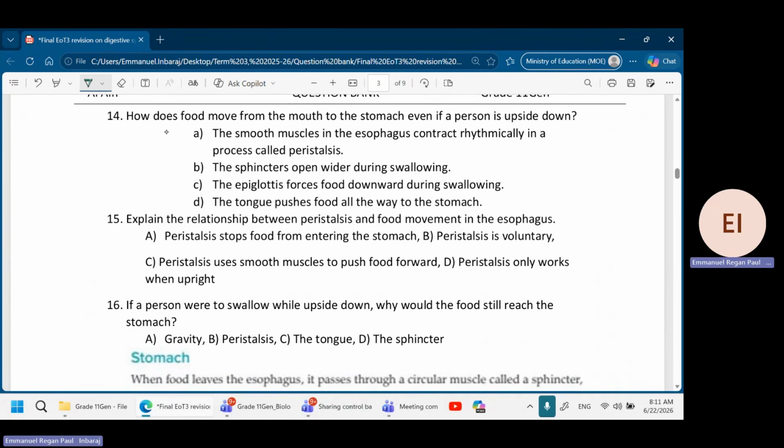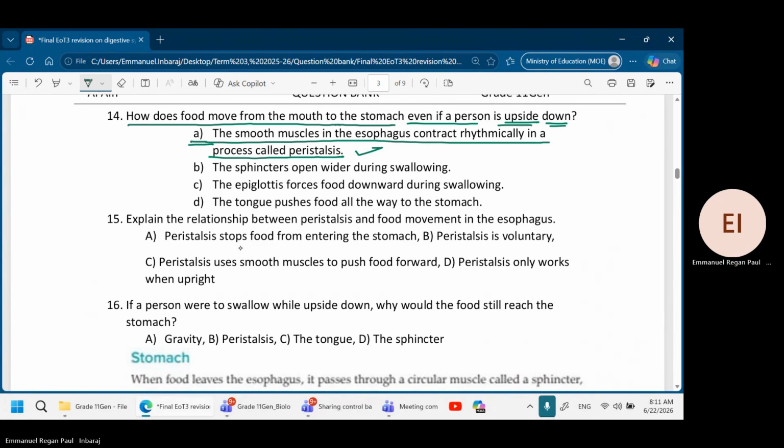How does the food move from the mouth to the stomach, even if a person is upside down? It's because of this: the smooth muscle in the esophagus contracts rhythmically in a process called peristalsis. So this will make the food move only in one direction. Okay, all right.